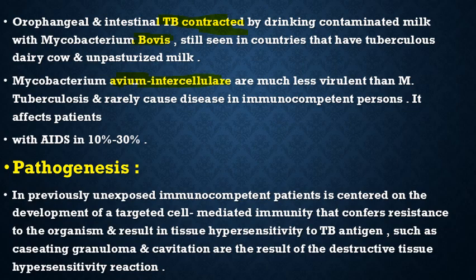The pathogenesis: look here and concentrate, focus on the pathogenesis of tuberculosis. In a previously unexposed immune-competent patient, it is centered on the development of targeted cell-mediated immunity that confers resistance to the organism, which results in hypersensitivity to the TB antigen. Because this patient is unexposed and has good immunity, there is tissue hypersensitivity against tuberculous antigen, such as caseating granuloma.